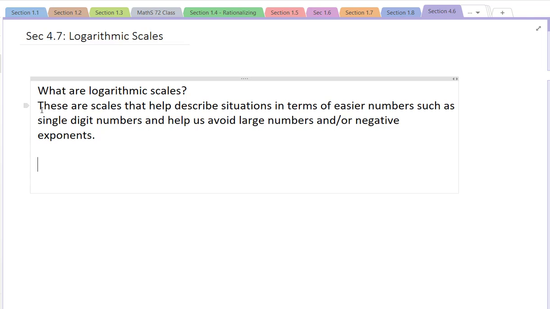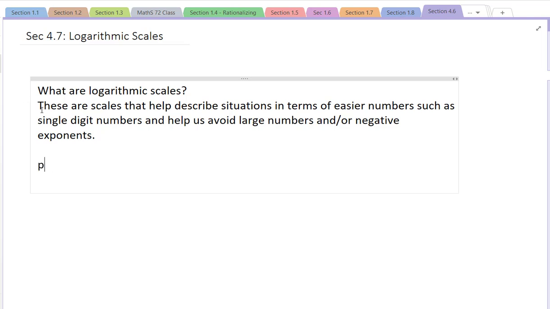For example, the Richter scale. When you talk about the size of earthquakes, it can be thousands, tens of thousands, millions of times larger. And so instead of saying this earthquake is 800 million centimeters, we use the Richter scale. So we're going to talk about all that. The ones discussed in our book are the pH scale, the Richter scale for earthquakes, and the decibel scale for sound. So let's start with the pH scale.